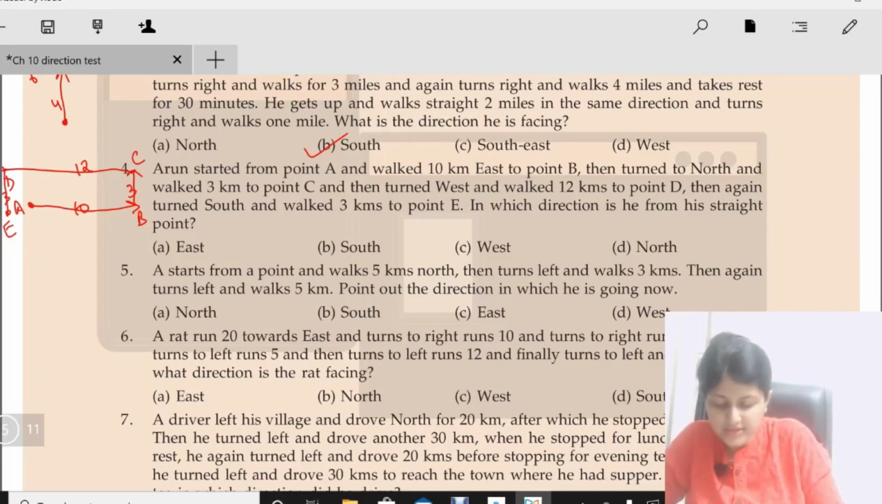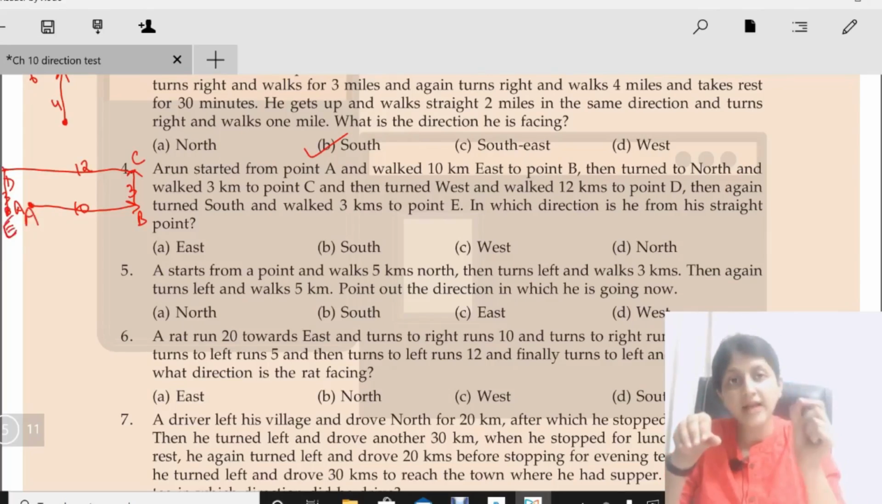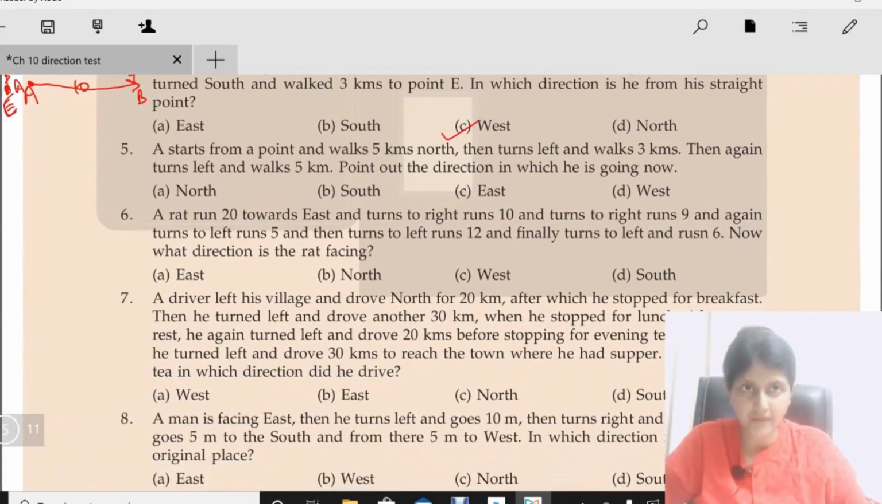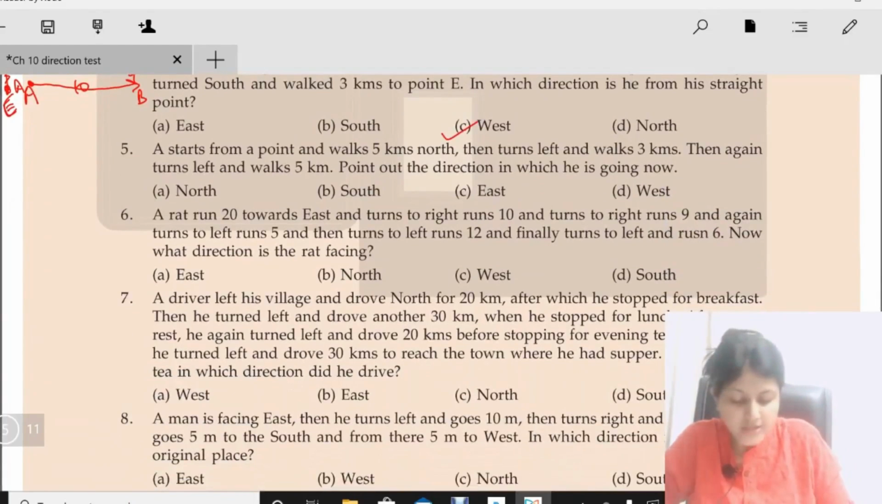So his starting point was this, A. And where is he now? He's here, E. So which direction is he from his starting point? West. Why west? Because the left direction is always west. Question number 5. A starts from a point and walks 5 kilometers north.